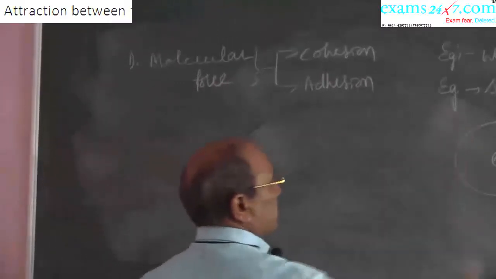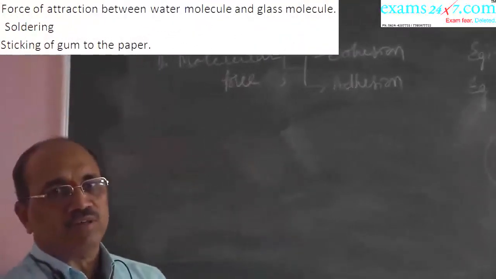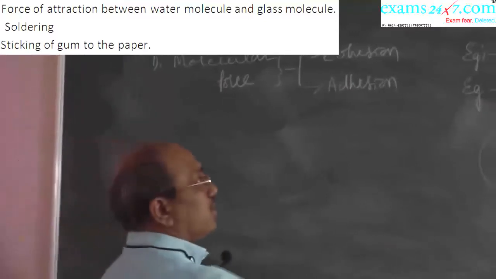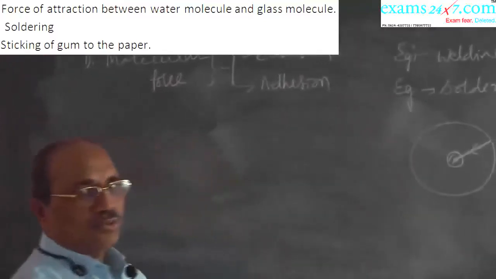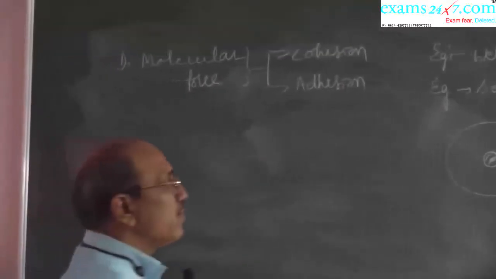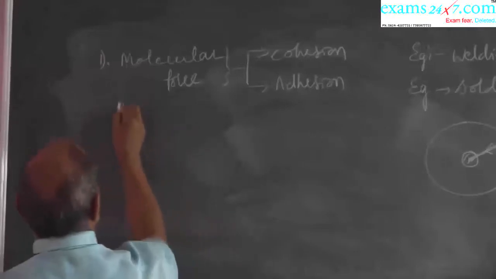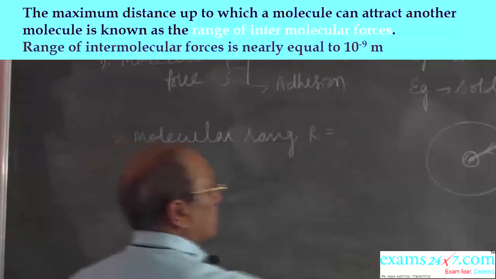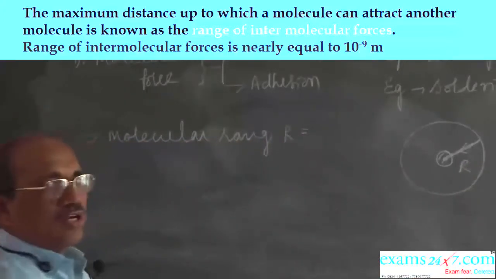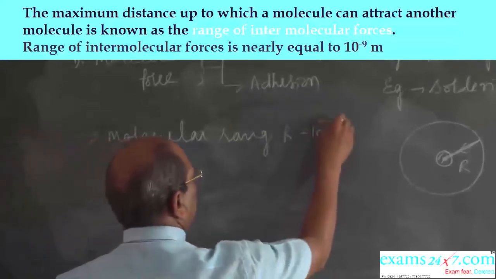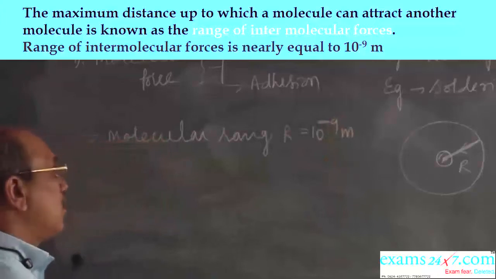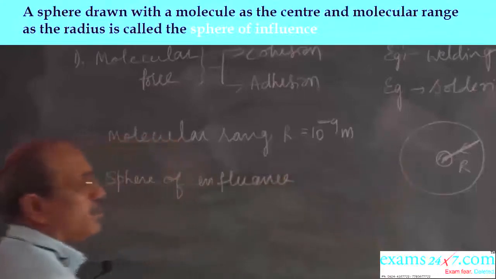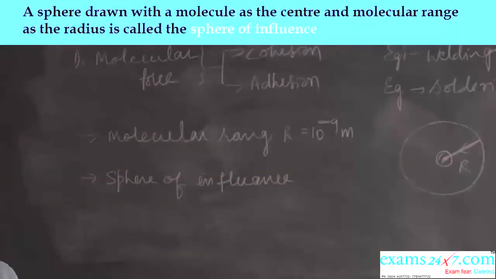But when we go to the soldering case, for electrical components with electrodes, when we solder, we use some other material to join them. We are not melting the electrodes. So that is the concept of adhesion, like adhesive gums we use to join papers. So molecular range, the second concept here, is the maximum distance up to which a molecule can influence another molecule. This is about 10 power minus 9 meter. Sphere of influence is the sphere within which the molecule can exert a force on any other molecule.